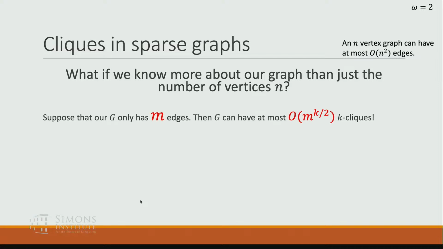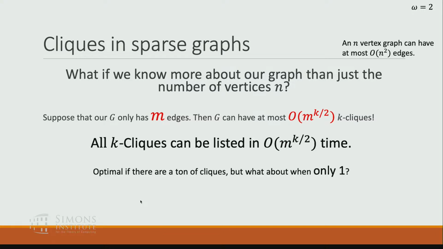Suppose the graph G has m edges. It's known that G can have at most m to the k/2 k-cliques, and we can also list all these k-cliques in m to the k/2 time. Similar to the dense case, this running time is optimal when the number of k-cliques is actually m to the k/2, but in many cases there are few k-cliques in the graph.